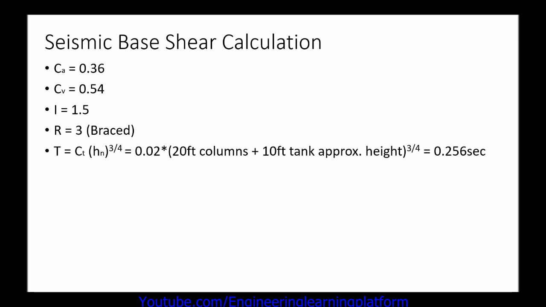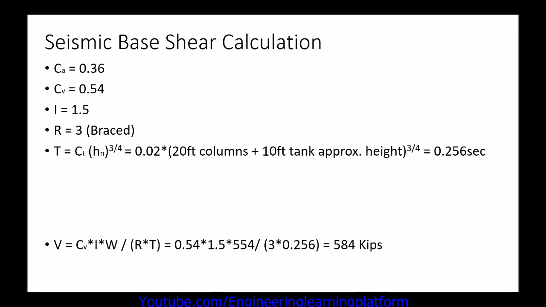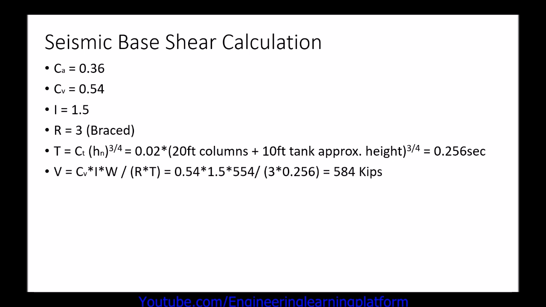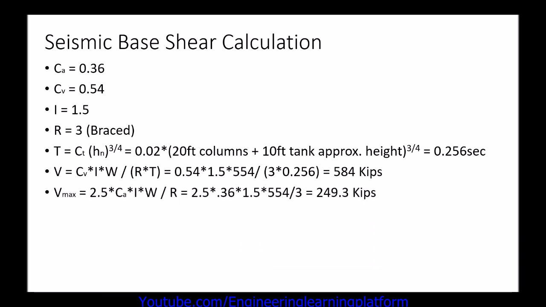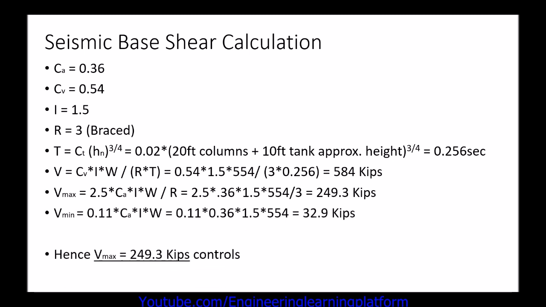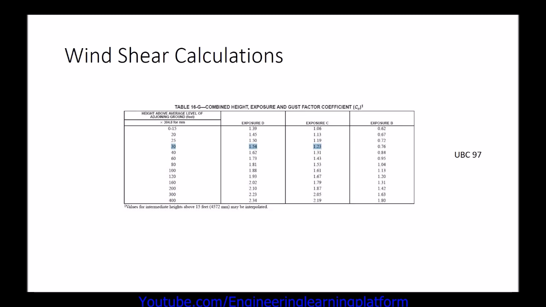The value of R and the time period is first calculated. 10 feet as approximate tank height gives us 0.256 seconds. The base shear comes out to be 584 kips. Calculating the upper and lower limits. The upper limit is 249 kips and the minimum has to be 32.9 kips. So the maximum upper limit governs as 249.3 kips.